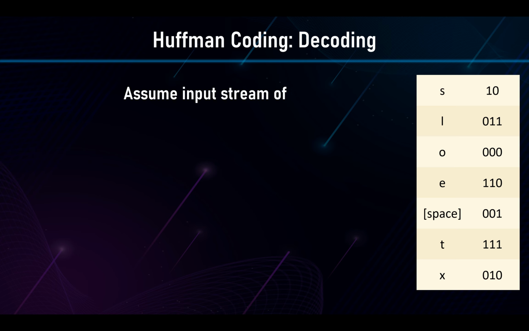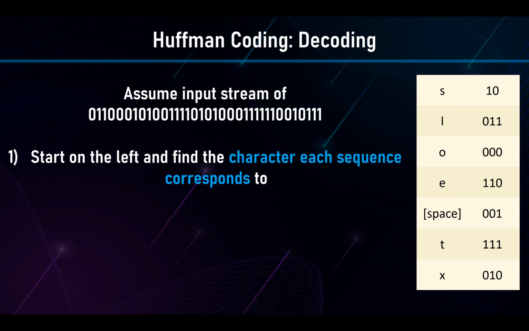Then if we're looking at the decoding process, here we have the bits, and we just want to convert to the original text, or the original data. So we're going to start on the left and find the character each sequence corresponds to. Let's say here we start at 0. I guess it could be this one. It could also be O. It could be a space. And also it could be an X.